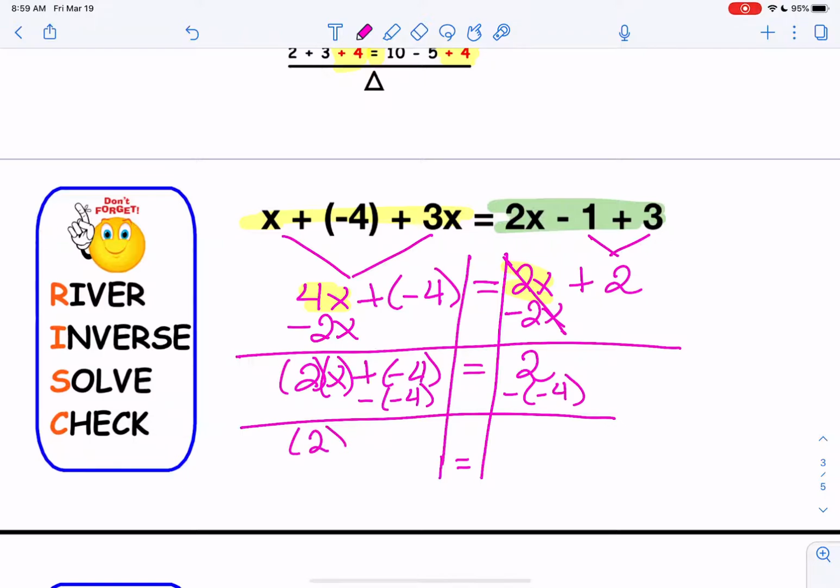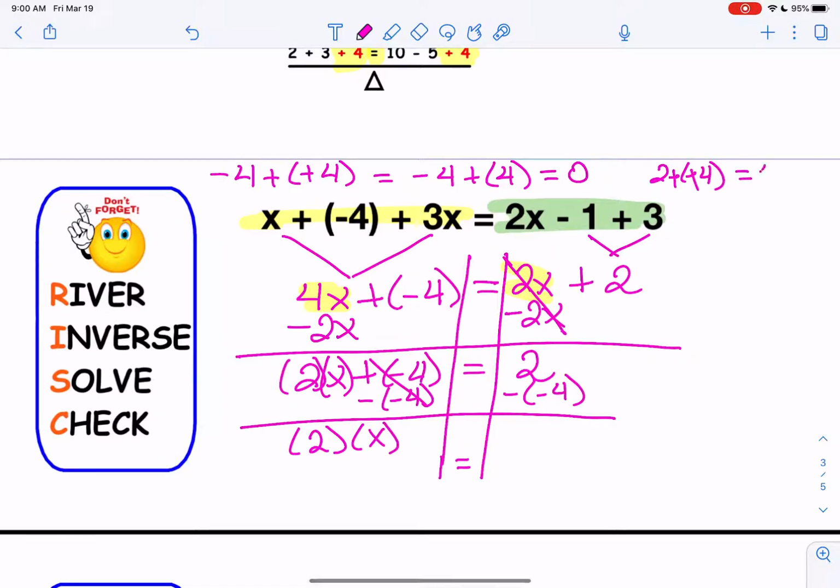And we're left with 2 times x, negative 4 minus negative 4. So if I have negative 4 minus a negative 4, remember subtraction, we add the opposite. So that's going to equal negative 4 plus the opposite, which is positive 4. And if I have 4 negatives and I add 4 positives, that equals 0. And it cancels out. And then 2 minus negative 4. Same thing, you add the opposite. So it's actually going to equal 6.